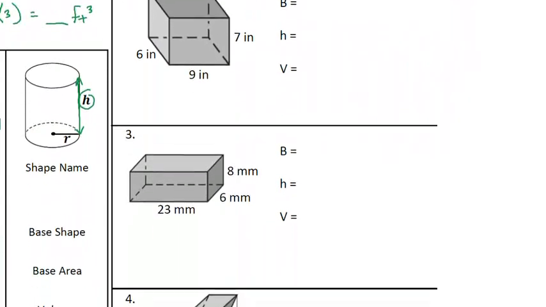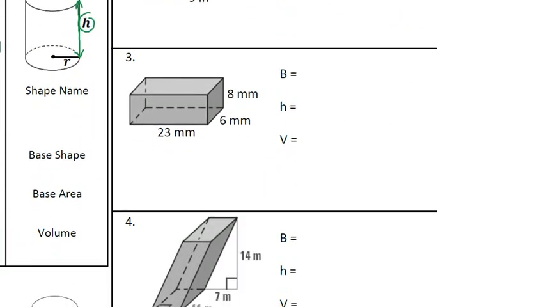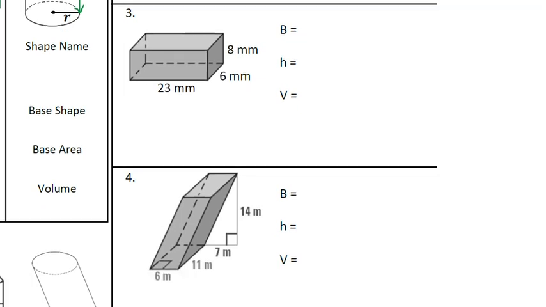All right. Number 2 is more practice. Number 3 is more practice. And I'll tell you, again, I don't care which of these faces you pick as the base on a rectangular prism. If you pick this face right here, that means the base area would be 8 times 6. That means this becomes your height. So your third dimension is always going to be your height.